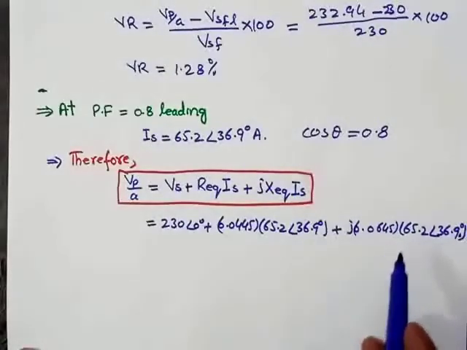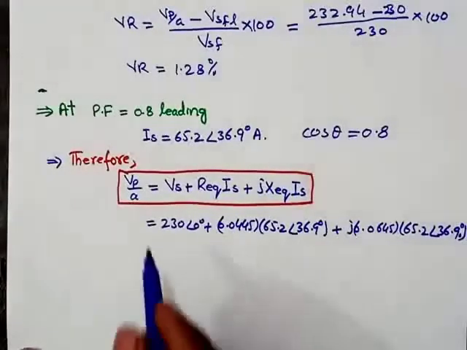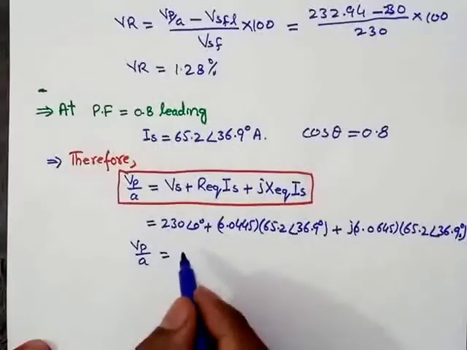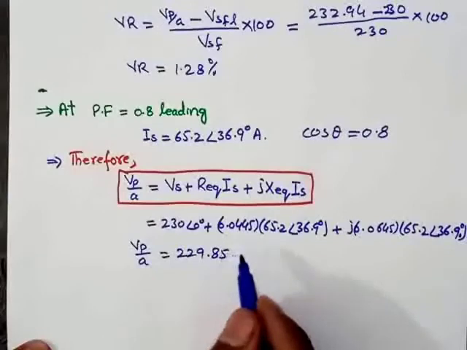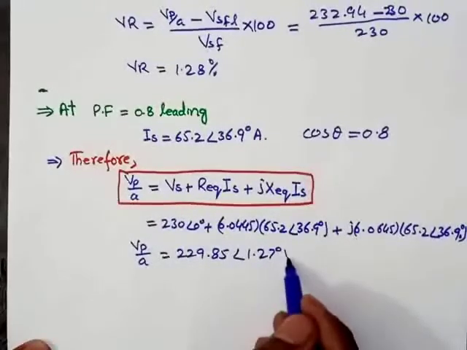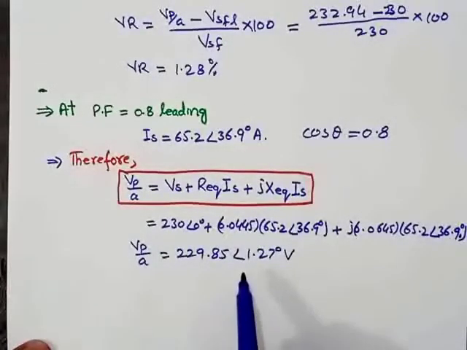After solving this equation, the value of Vp over A is now 229.85 angle of 1.27 degrees volt. Now the no load voltage is 229.85.